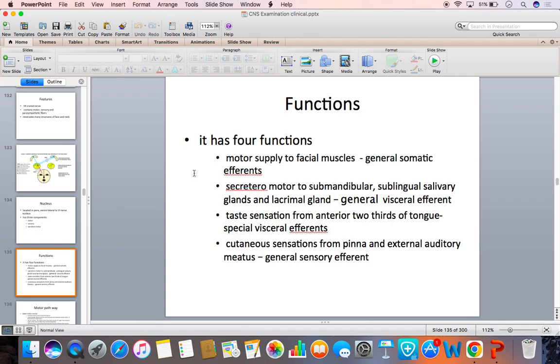So, as I have seen the various nuclei of the facial nerve, as the names indicate, they carry out their respective functions. Motor nuclei control the voluntary contraction of the facial muscles. Secretory motor supplies the submandibular, sublingual, and lacrimal glands. Taste sensation is from the anterior two thirds of the tongue, and somatic sensation from the pinna and the external auditory meatus.